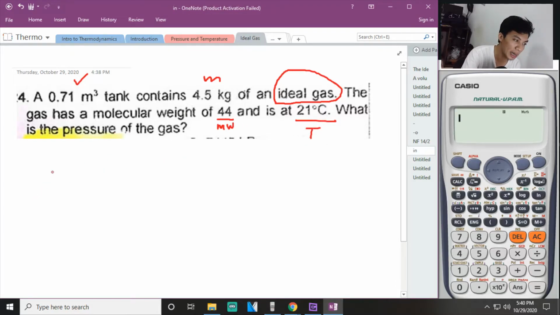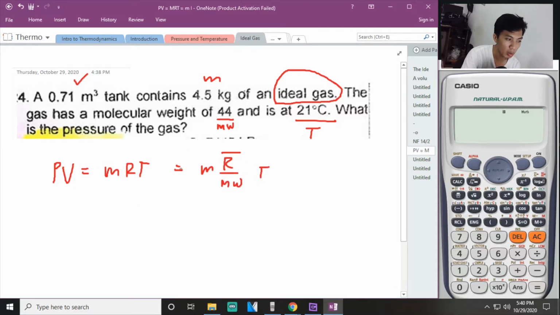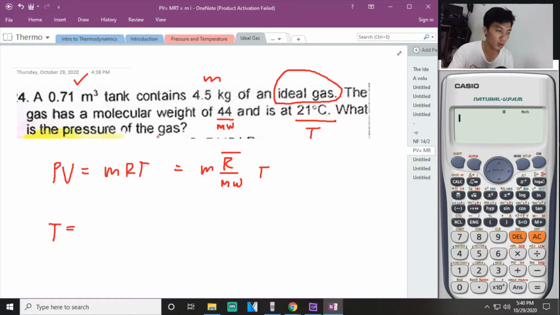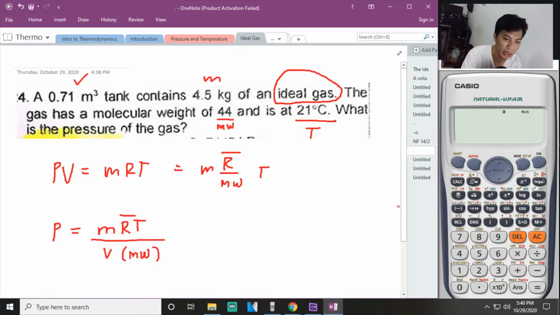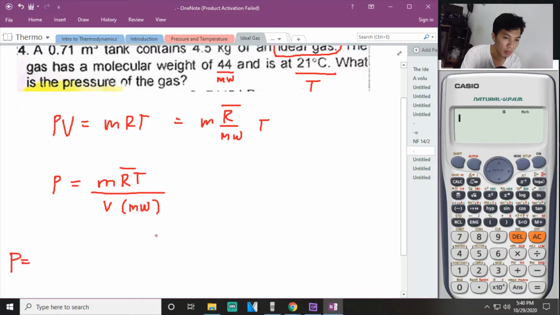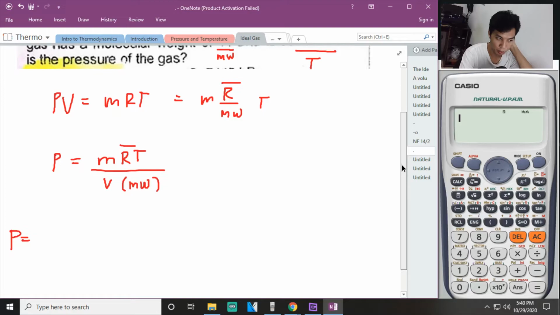Now, isa-isa na lang. Okay? PV is equal to MRT. Kaya lang R ang binigay dito. Kailangan dito is M R bar over molecular weight times T. Ang tinatanong dito is pressure. The pressure of the gas equal to M R bar T over V times molecular weight. Dire-diretso na. So, the pressure, ang lalabas naman dito is absolute. Hindi na kailangang mag-add.